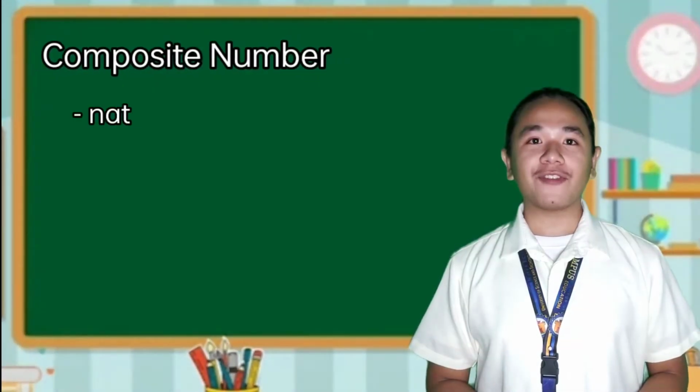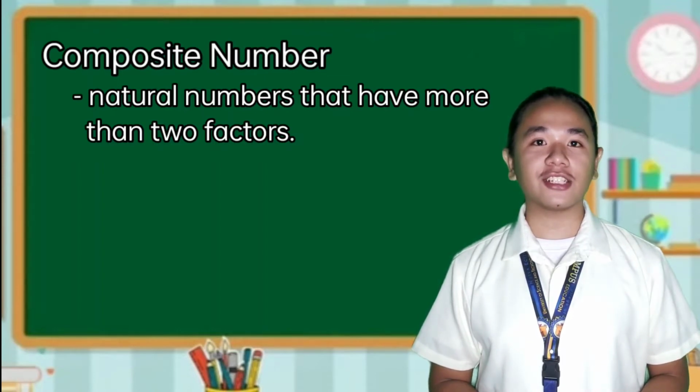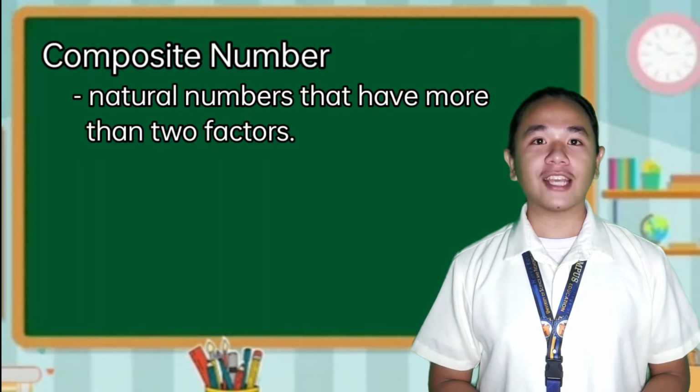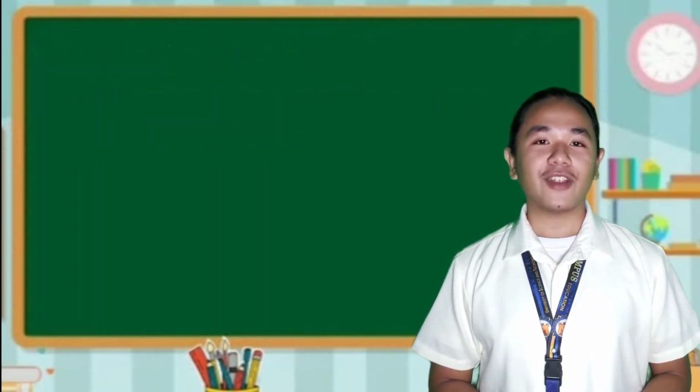Composite number can be defined as natural number that have more than two factors. In other words, these are the integers which can be generated by multiplying the two smallest positive integers and contain at least one divisor other than number 1 and itself. Did you get it? Very good.